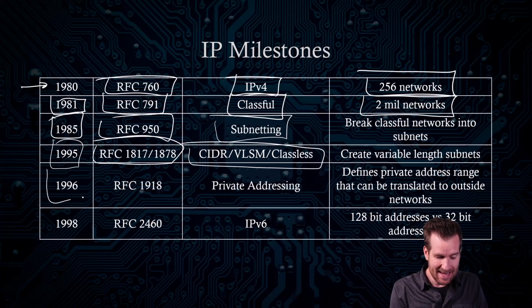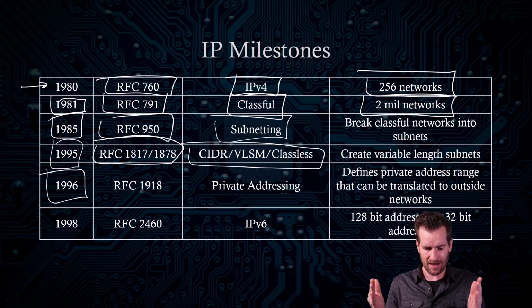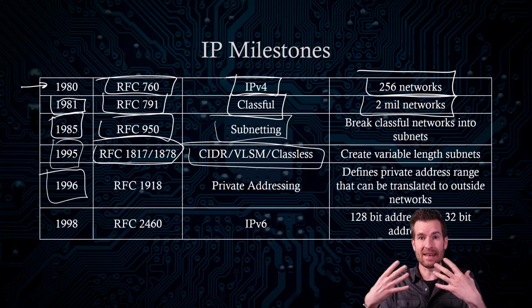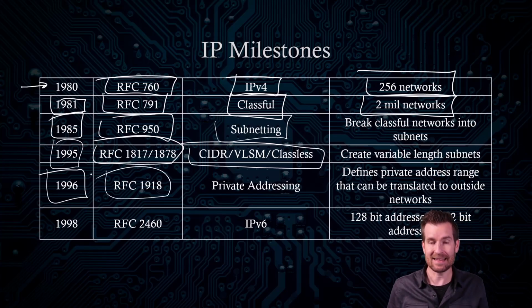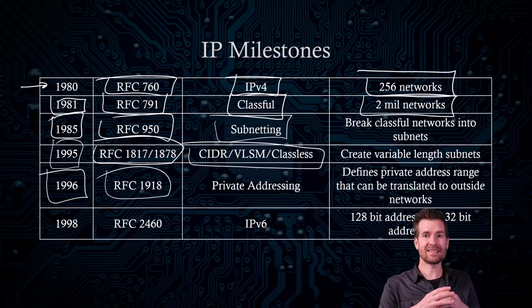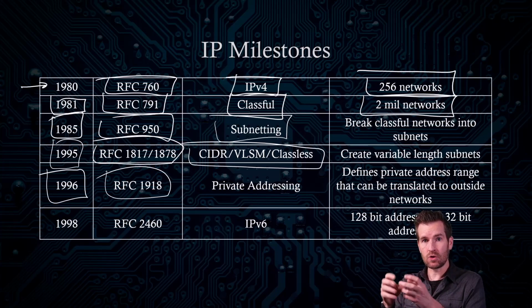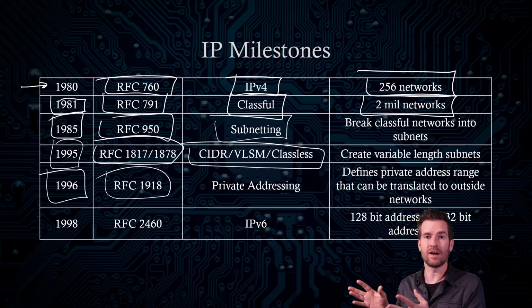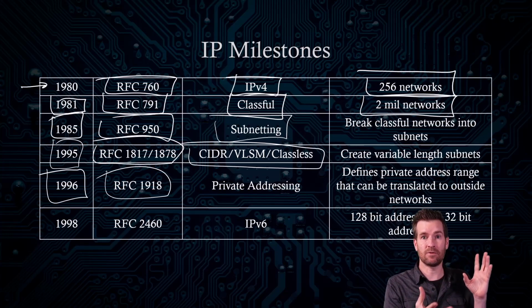In 1996, we still see that there's a lack of IPv4 addresses. So we had to come up with another idea, and at that point in time, we came out with RFC 1918. The idea behind this is they defined some private addressing that wouldn't be routed on the internet, and this private addressing can then be translated to a few public addresses. So many private addresses could be translated to just a couple of public addresses, and that public address could represent many different private addresses.